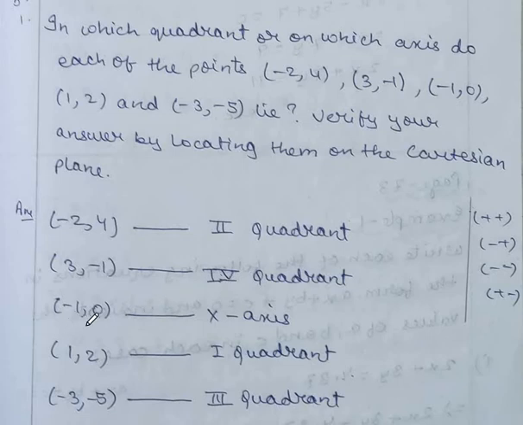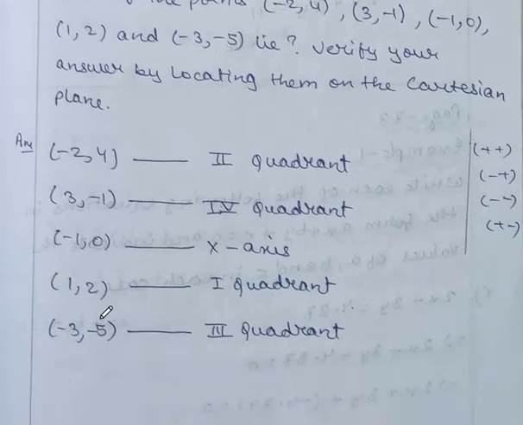Third one, (-1, 0). You should observe which one is 0. If x is 0, the point lies on the y-axis. If y is 0, it lies on the x-axis. Since here y is 0, this point lies on the x-axis. (1, 2): both are positive, so it is in the first quadrant. (-3, -5): both are negative, so it lies in the third quadrant.